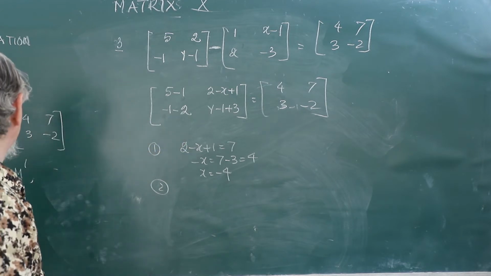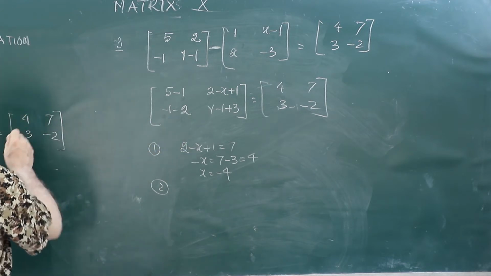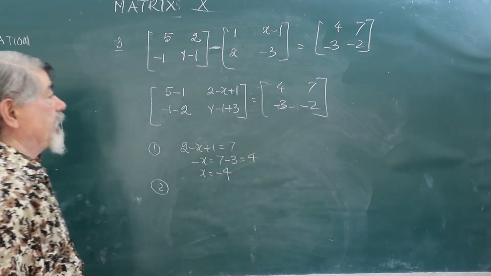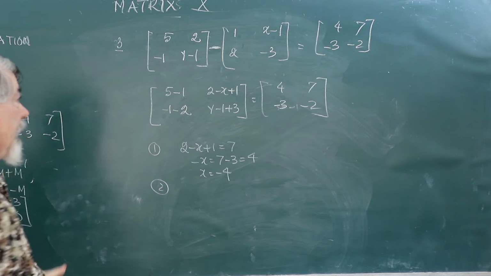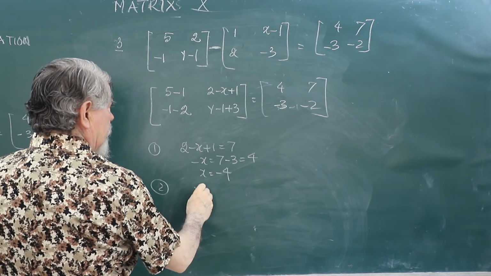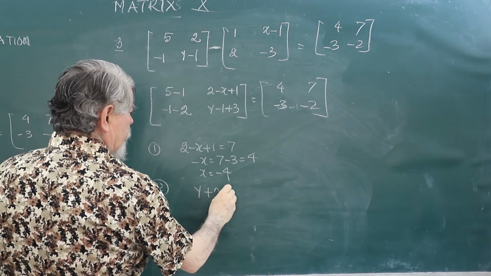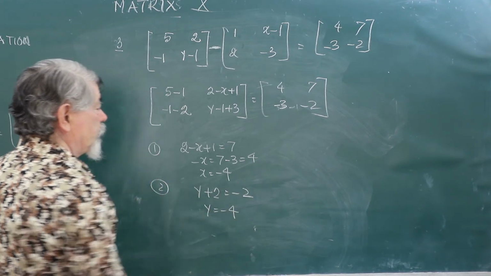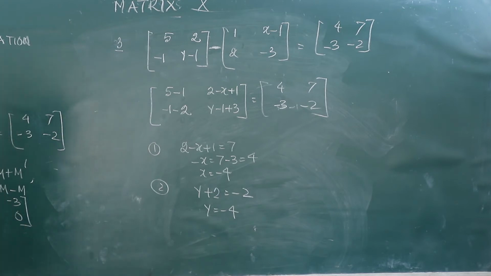It should have been minus 3 there as well, because they cannot be different, has to be the same, minus 3. So minus 3 is equal to minus 3. And y plus 2 is equal to minus 2, or y is equal to minus 4. So x is minus 4, y is minus 4.